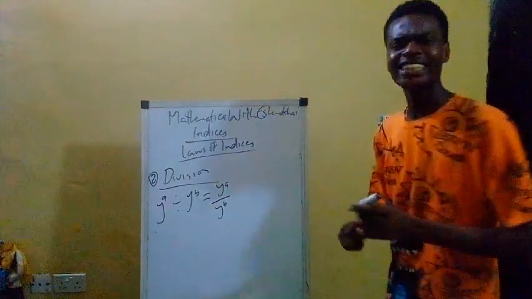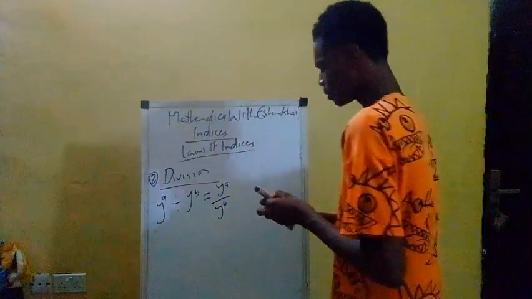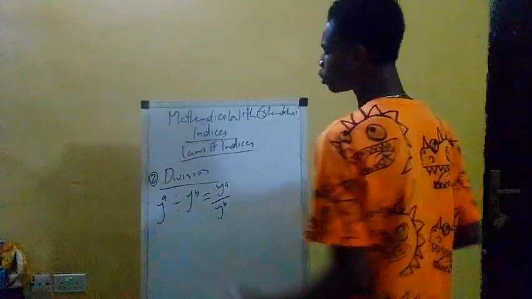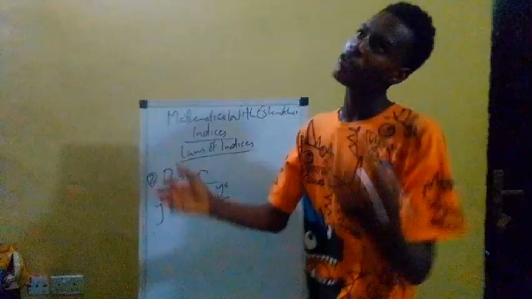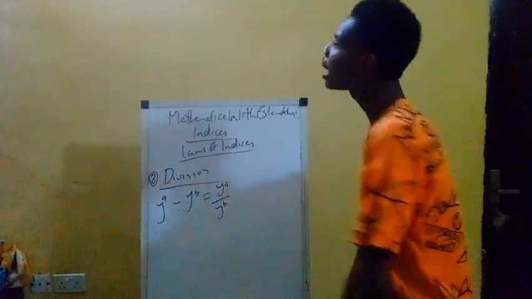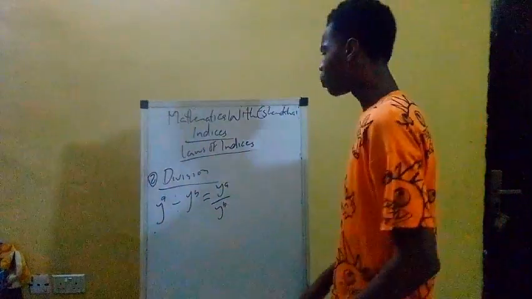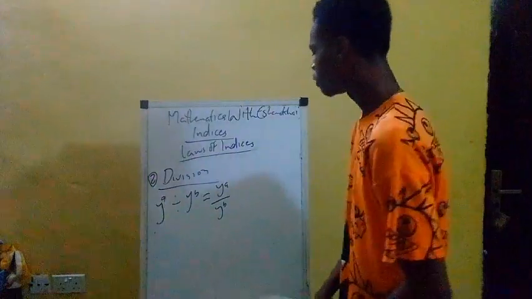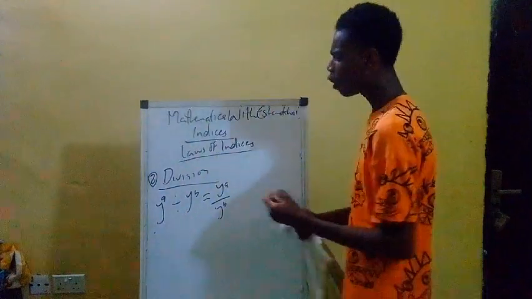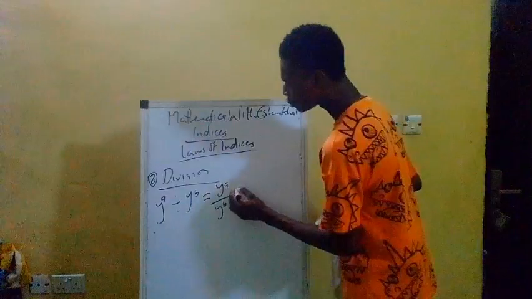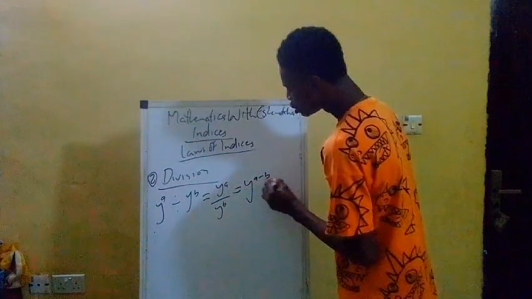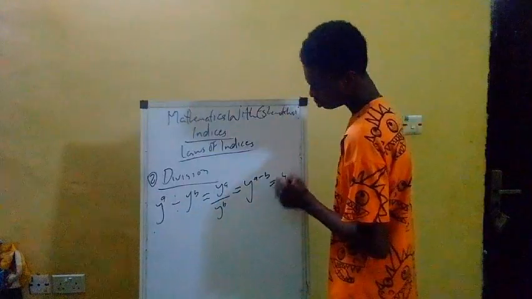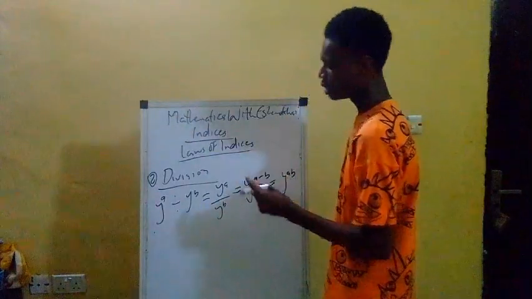It is the same thing, because this is division, this is division. Are you getting me? It's y raised to power a divided by y raised to power b. This is also y raised to power a divided by what? Y raised to power b. So let me get straight to what I'll be teaching you people. Now, if you have something like this, you now have a minus b. That is it.